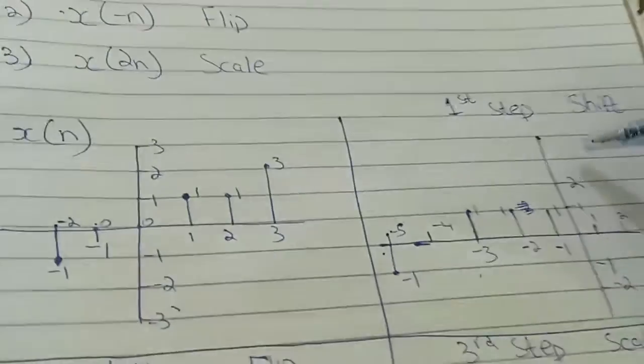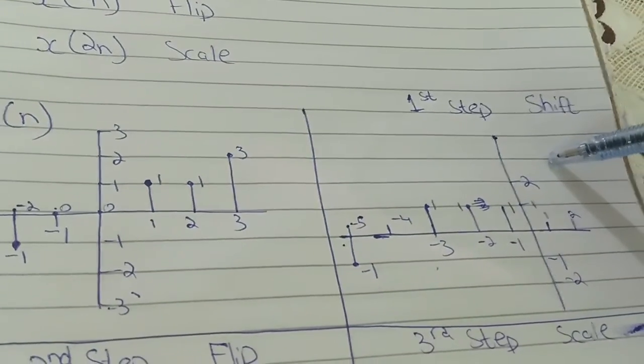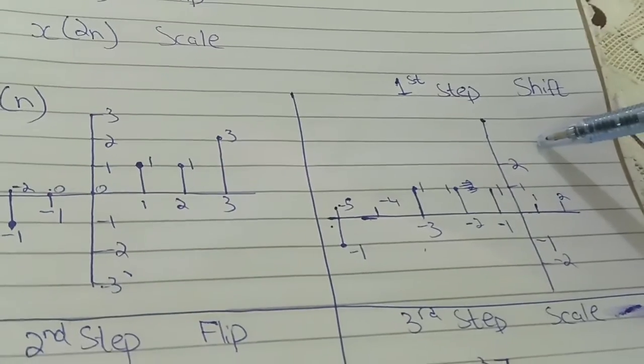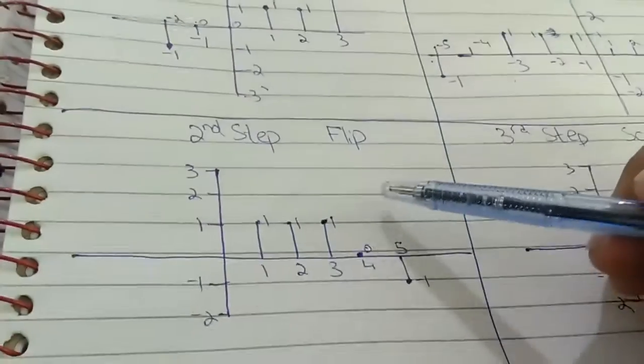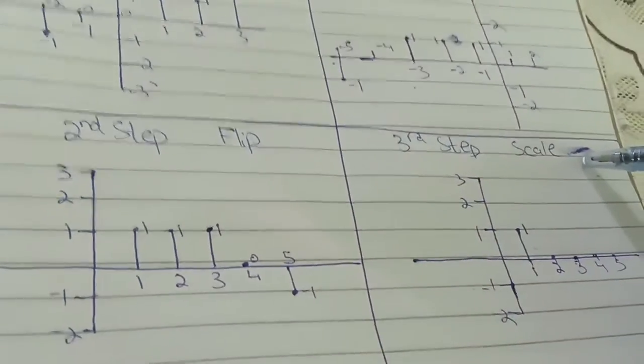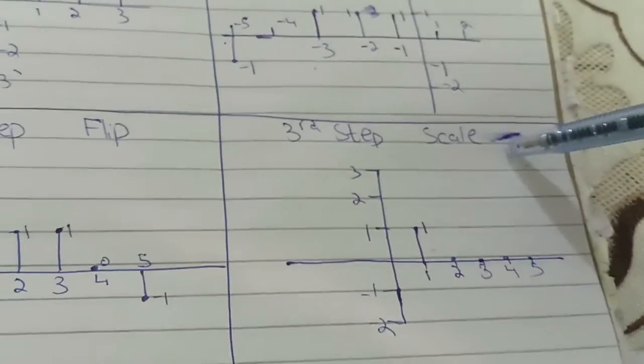Now applying shift on this function, we will get this graph, and we will follow the same procedure as shown in previous examples. Then we will flip this function, and at the end we will scale this function, and we'll get this as our final result.